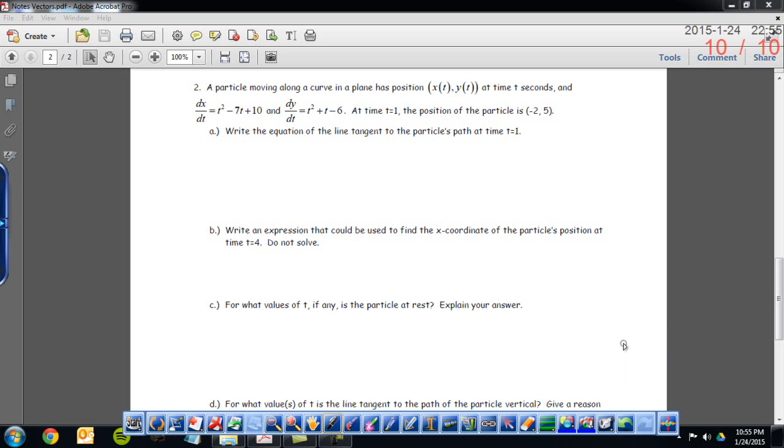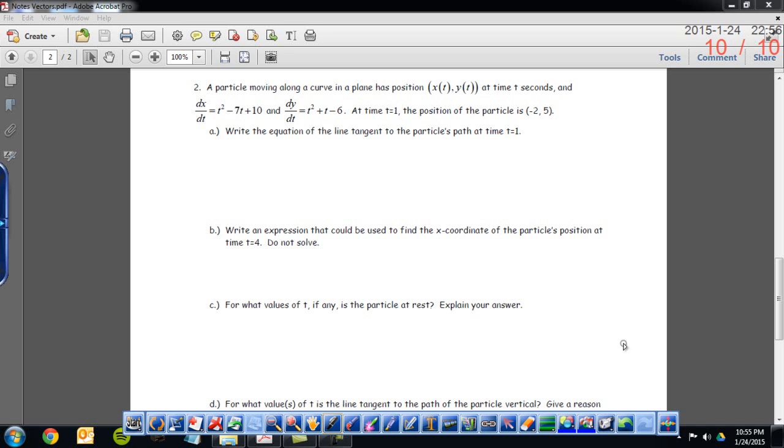Okay, so in this particular one, we've got a particle moving along a curve in a plane, and that has position x of t comma y of t at time t seconds. So we've just got the position of the particle in terms of parametric equations, and then they're specifically going to give us dx/dt and dy/dt. So they're giving us x prime and y prime. We immediately need to start thinking, okay, they're giving us velocity. And then we're told at time t equals 1, the position of the particle is negative 2 comma 5.